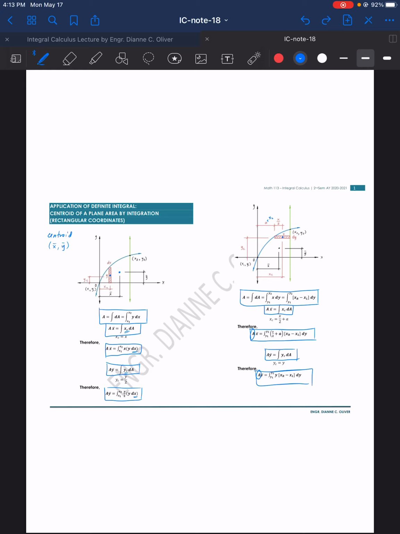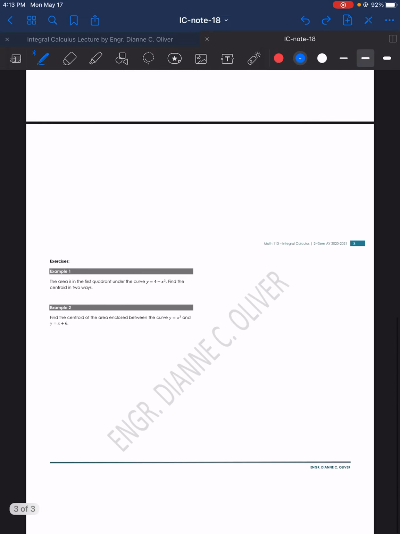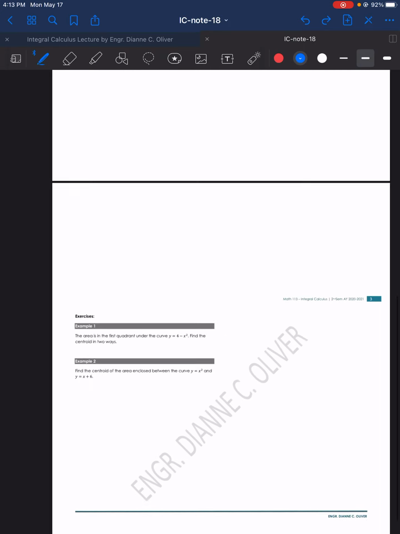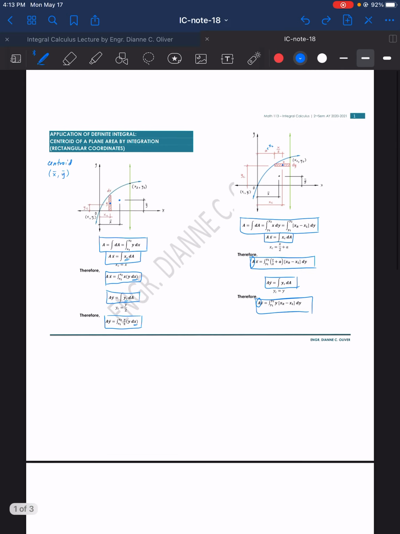Let's solve for the examples. We have two examples for this topic, examples 1 and 2.